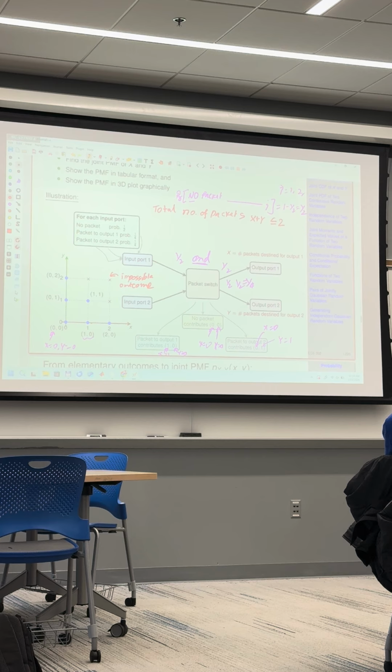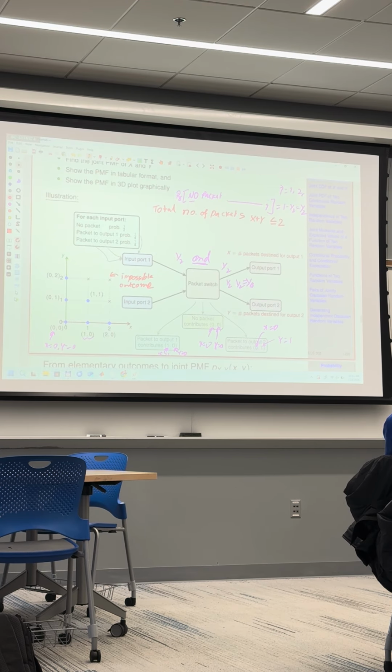Impossible outcome. So 1, 2, which means that x plus y equals 3, that cannot happen. 2, 2, which means that x plus y equals 4, this cannot happen. 2, 1, which means that x plus y equals 3, which cannot happen because x plus y has to be greater than or equal to 4. So at most 2 packets.